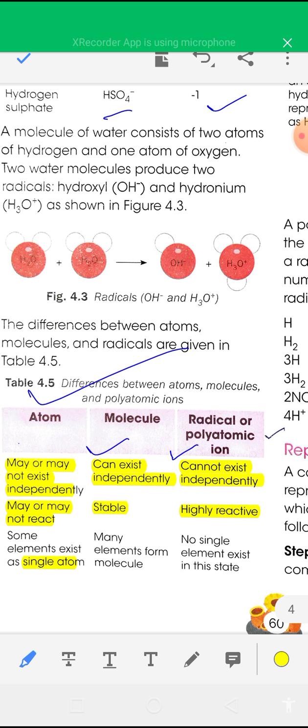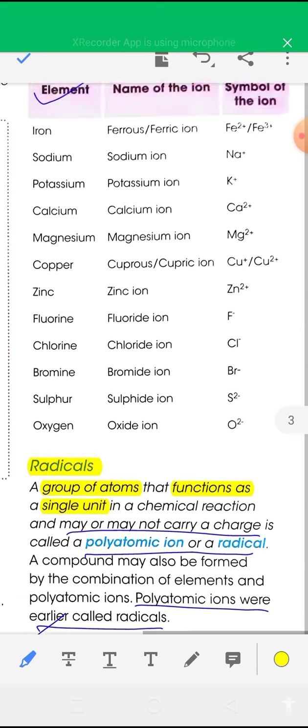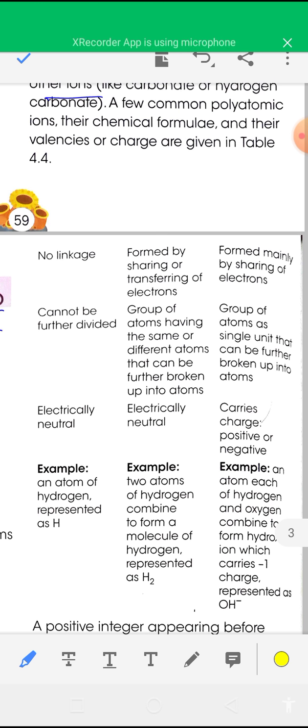So some elements exist as a single atom and many elements form molecules, and no single element exists in this polyatomic state. Some more differences are also given. In atoms there is no linkage, and molecules are formed by sharing or transferring of electrons, and radicals are formed mainly by sharing of electrons. Polyatomic ions or radicals are formed mainly by sharing of electrons.